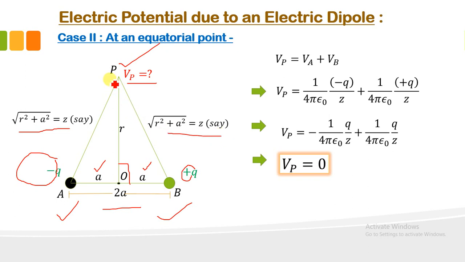Once again, at P there are two potentials, one because of minus q at A and another because of plus q at B. So at P there are two potentials, one is VA, another is VB. Apply the formula 1 by 4 pi epsilon naught q by r. One is minus q, another is plus q, and both the distances are z. From minus q the distance is z, from plus q the distance is z. So both the expressions are the same, one with a negative sign and another with a positive sign, so they get cancelled out. Final result is 0. It's very important.